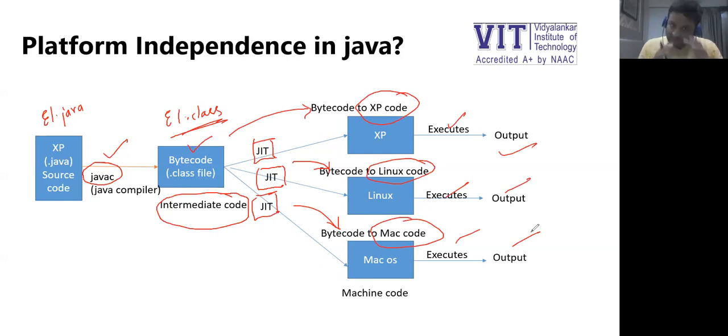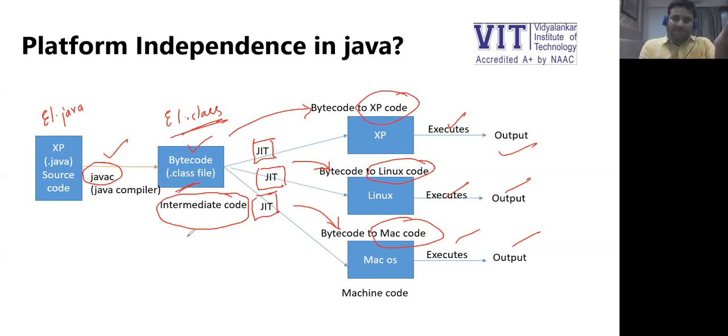So the point is, you compile it on XP, you take that compiled code, the bytecode, and you run it on any machine that has Java, be it Linux, be it Mac OS, or be it XP. You will get the output, because on the machine where I'm porting it, it will have a JIT compiler, which will convert it into native code.